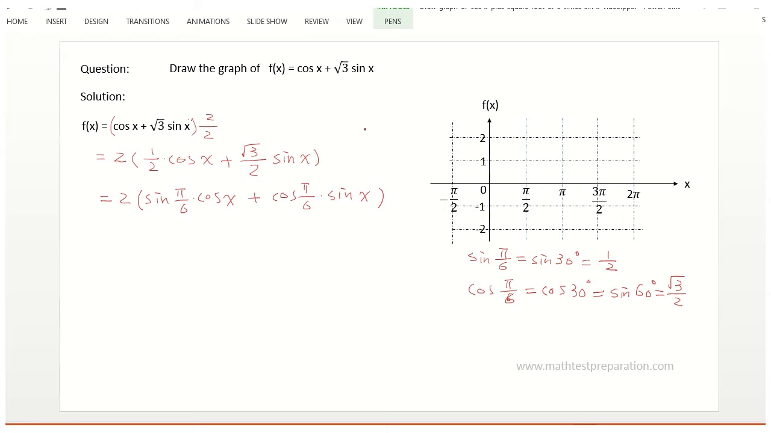Now, we are going to use the formula sine of alpha plus beta equals sine alpha times cosine beta plus cosine alpha times sine beta. So sine 1/6 pi times cosine x plus cosine 1/6 pi times sine x equals sine of (x plus 1/6 pi). So this equals 2 times sine of (x plus 1/6 pi).